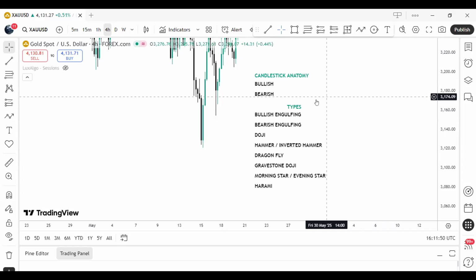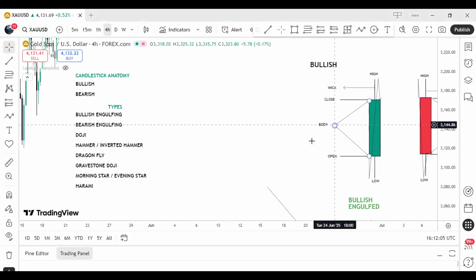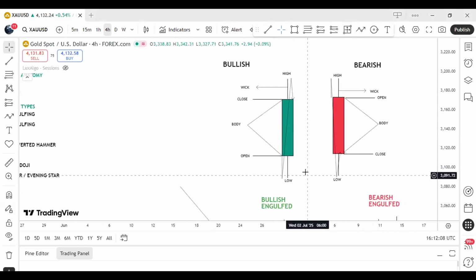The first on our list, we have the bullish and the bearish. Let's understand what the bullish and the bearish is for those who are new in trading, who do not understand what the green candle and the red candle stand for. Now on our left is what we refer to as the bullish candlestick. The green color here is the bullish candlestick, and it shows us that buyers are the ones dominating the market in that specific time period.